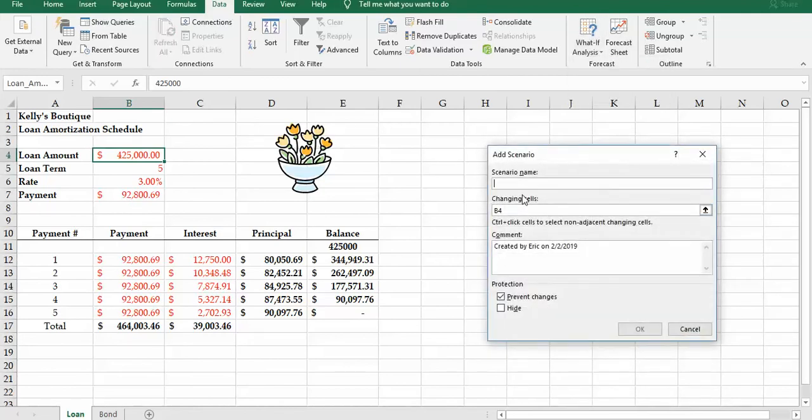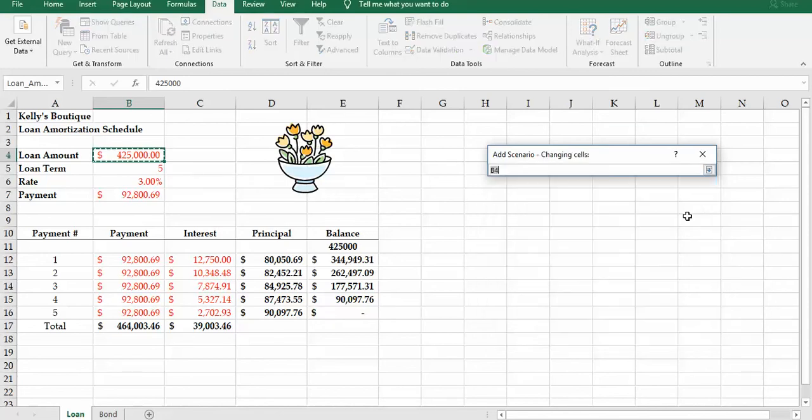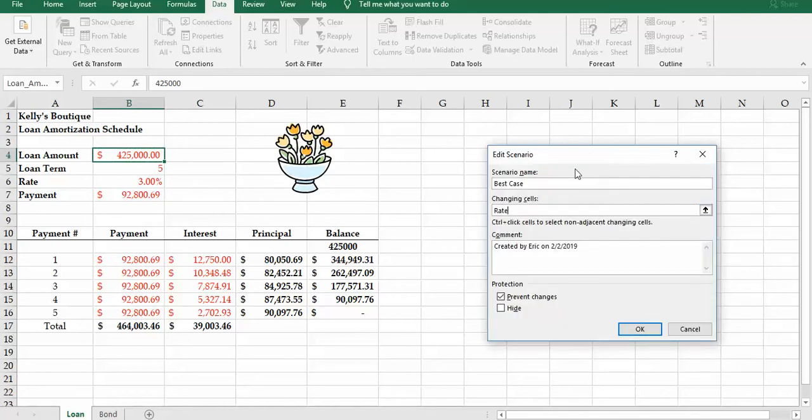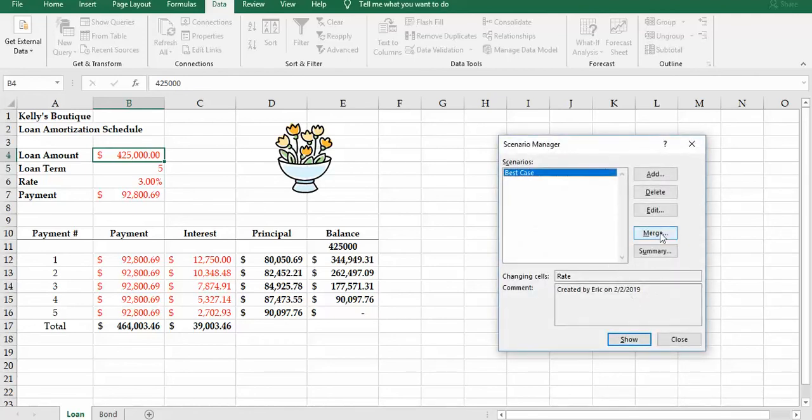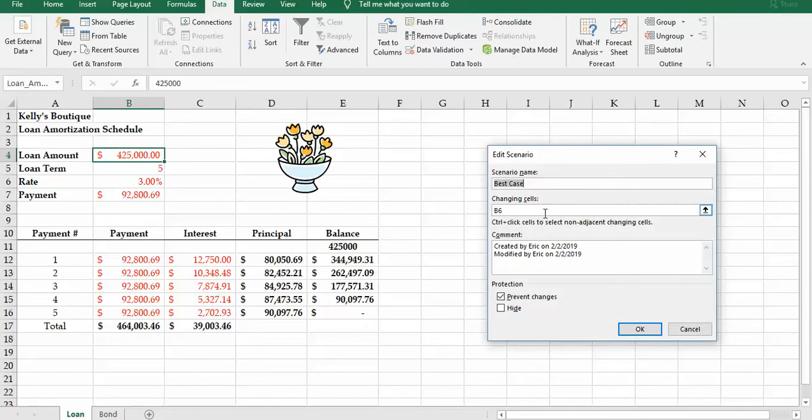We're going to add the best case, and we're changing the rate. So I'm going to name it. So there you go. So the rate is what we're changing, right? And the best case scenario is we're having a rate of 2.8. So 0.028 is how you do a percentage. 2.8% is 0.028.